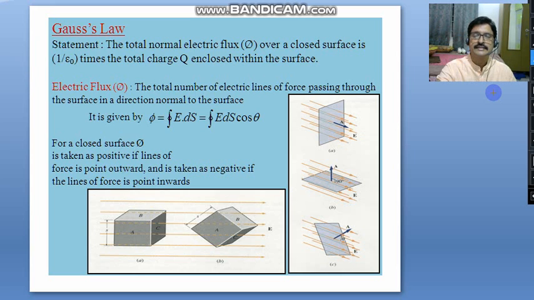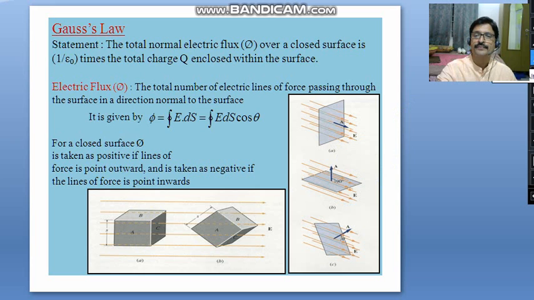Gauss's law states that the total normal electric flux over a closed surface is 1 by epsilon naught times the total charge enclosed within the surface. Before going to learn Gauss's law, we should learn what electric flux is. Electric flux is the number of electric lines of force which are passing through the surface in a direction perpendicular to the surface.